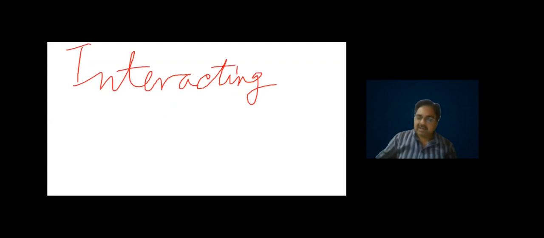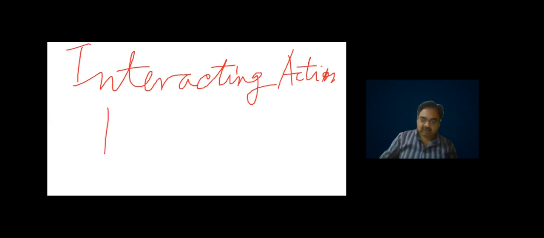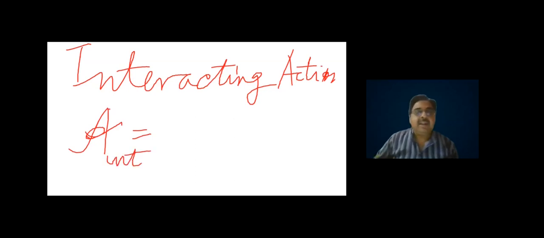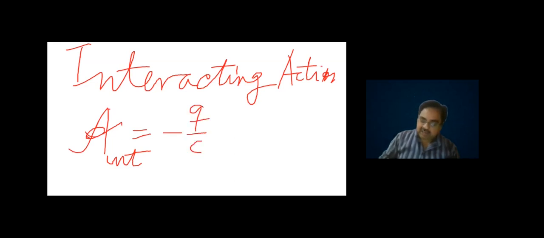The next thing will be to discuss the interacting Lagrangian. We already knew about this interacting action, right? And the interacting action was written as A interacting. When I say interacting, I mean a charged particle is interacting with the electromagnetic fields. Okay.